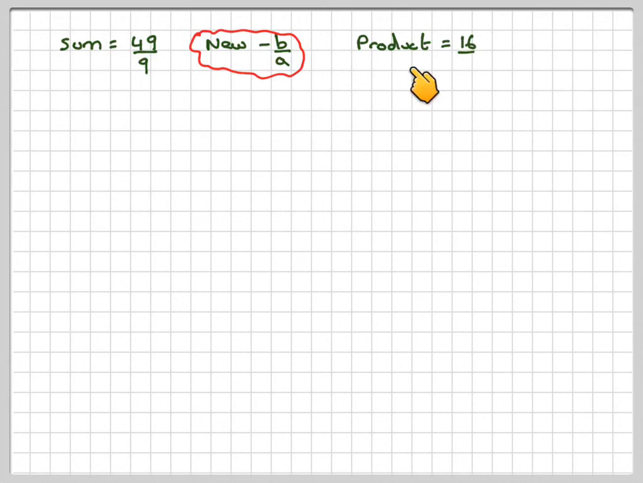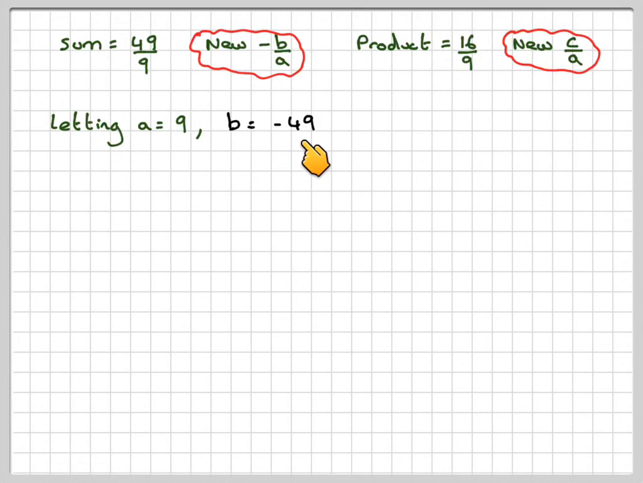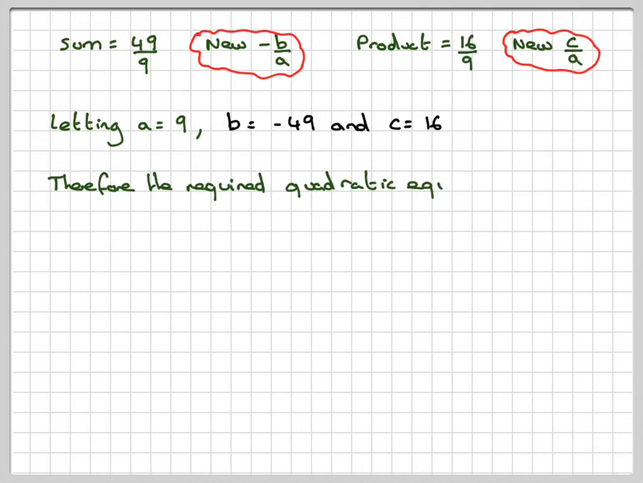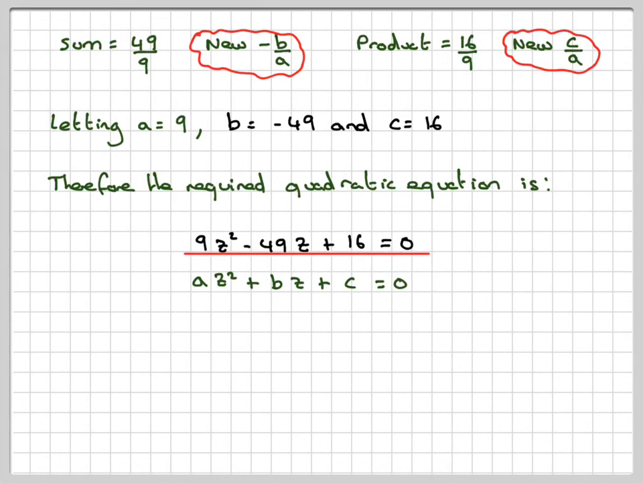Okay, so we've now got the sum is 49 over 9. That's going to be my new minus b over a. And the product is going to be 16 over 9. It's going to be my new c over a. So letting a be 9 in this case, because it's the same denominator, b would be equal to minus 49. You need to change the sign. And c would be equal to 16. So therefore, the required quadratic equation, az squared plus bz plus c is equal to 0, is 9z squared minus 49z plus 16 is equal to 0.